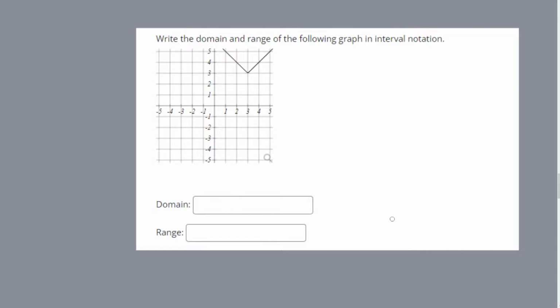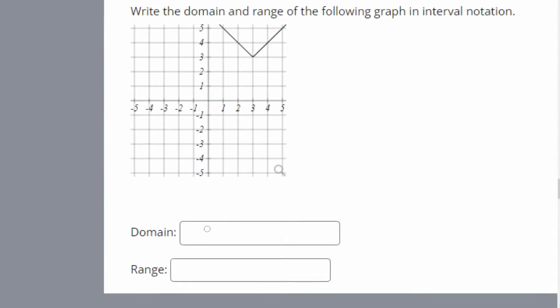Write the domain and range of the following graph in interval notation. Now, this will stretch on to positive infinity and negative infinity. So we'll say negative infinity. Oh, and we can't do a square bracket for that because it's infinity.